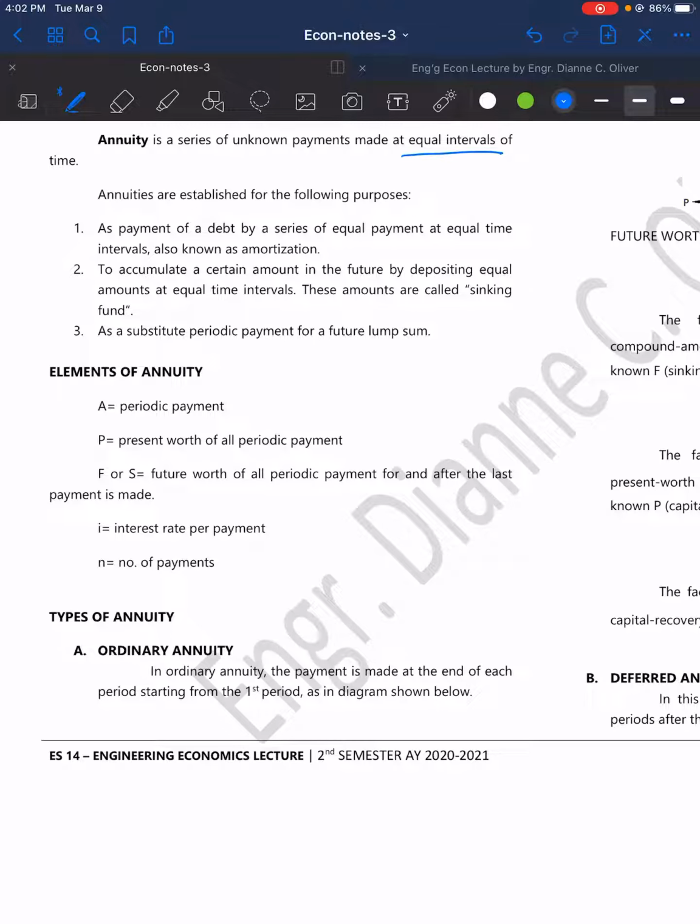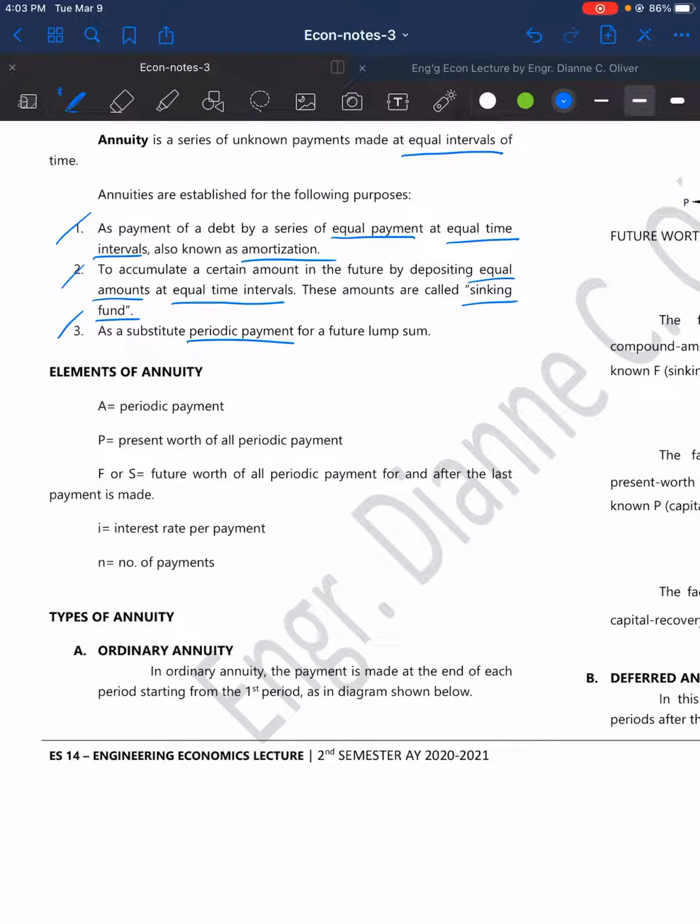time. Annuities are established for the following purposes. Number one, as payment of a debt by a series of equal payments at equal time intervals, also known as amortization. Number two, to accumulate a certain amount in the future by depositing equal amounts at equal time intervals. These amounts are called sinking fund. Number three, as a substitute periodic payment for a future lump sum.